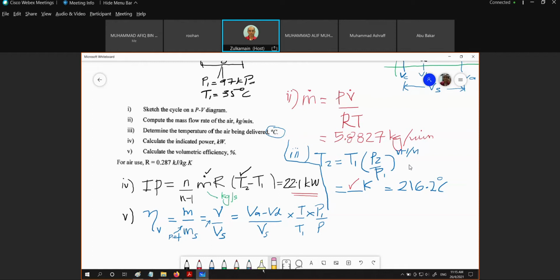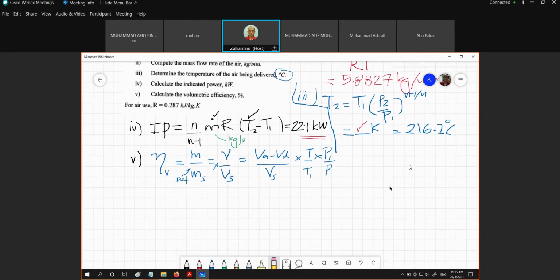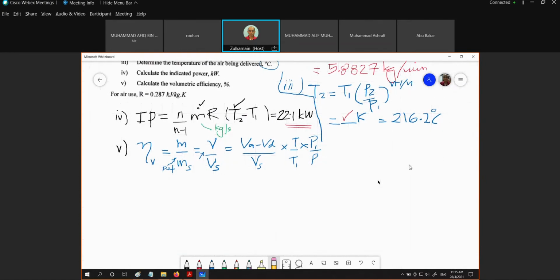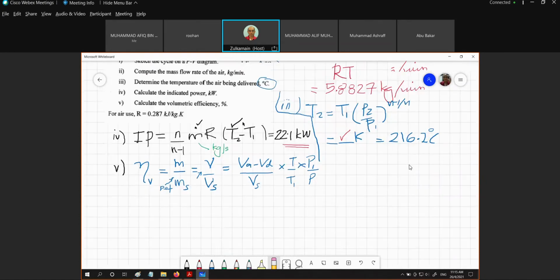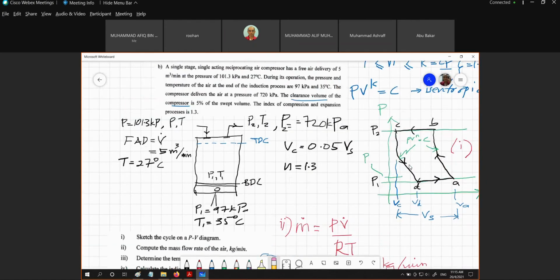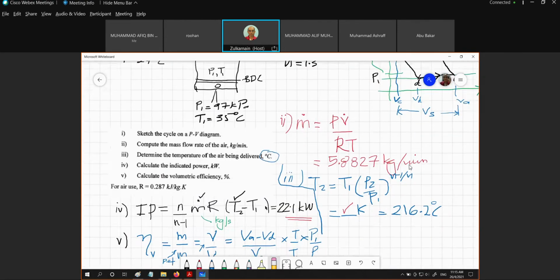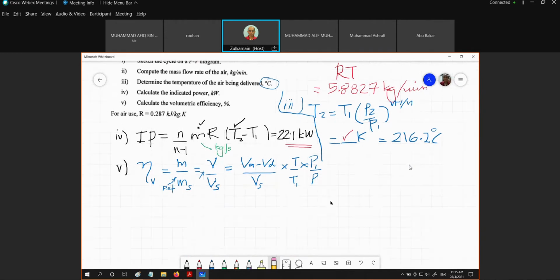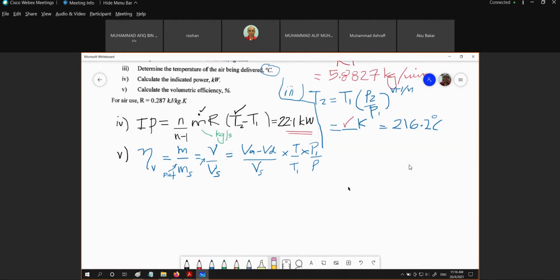So what we have to do is convert the VA minus VD in terms of VS. So what is VA minus VD? Is there any RPM given right here? No RPM. So what is VA minus VD? We need to solve the VA minus VD.